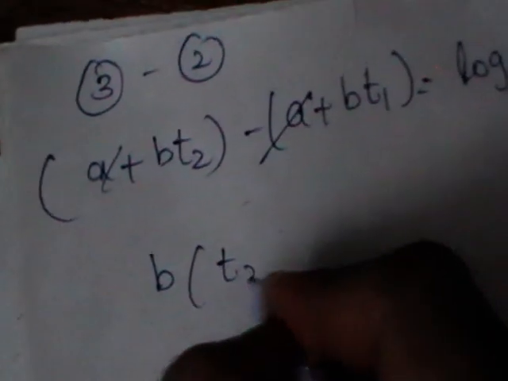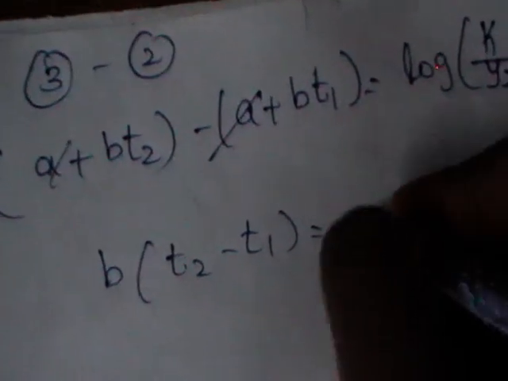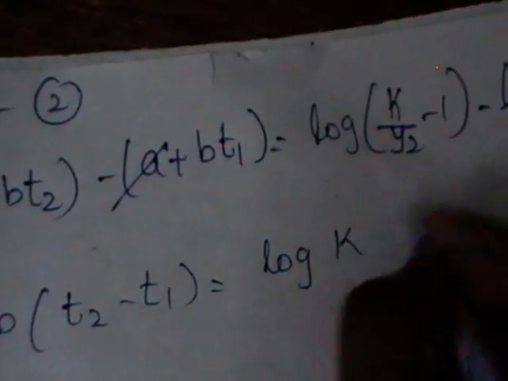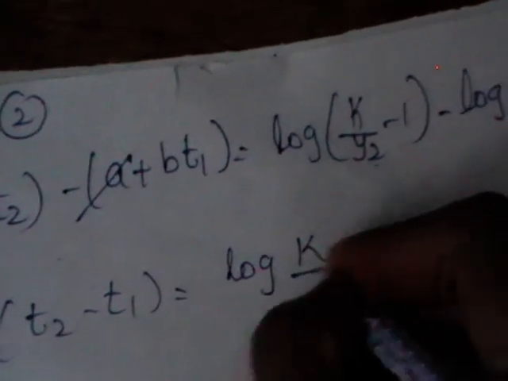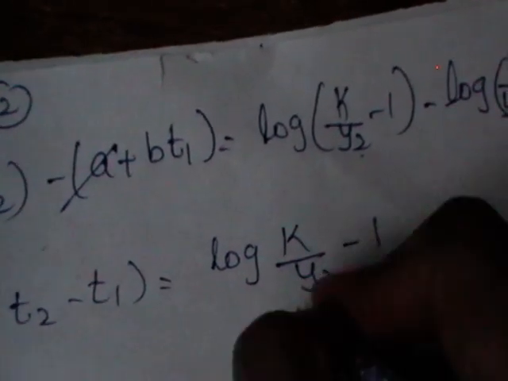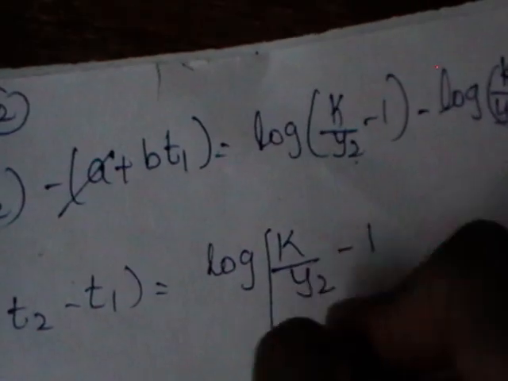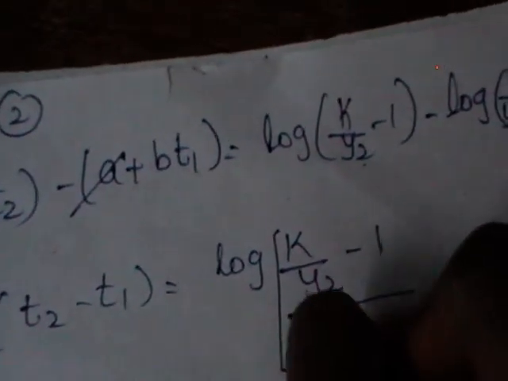So a cancels, you will get b into t2 minus t1 is equal to log a minus log b, which can be written as log a by b, which is nothing but log of (k by y2 minus 1) by (k by y1 minus 1). Okay. Similarly, let us do 4 minus 3.